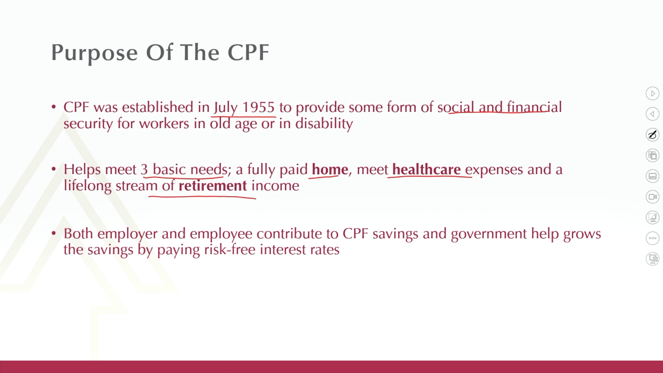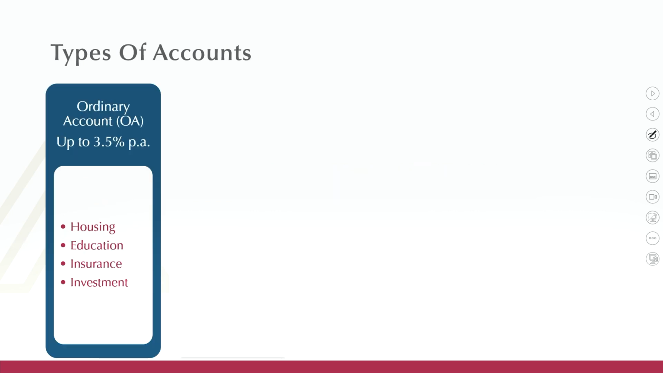CPF is a fully funded scheme whereby our employers and employees contribute to their CPF accounts. So it's fully funded by employers and employees, right? Then the government also does their part, by giving risk-free interest rates on these savings. There are a total of 4 accounts. We know that in CPF we have 4 accounts. We'll start off with the first account, the ordinary account.